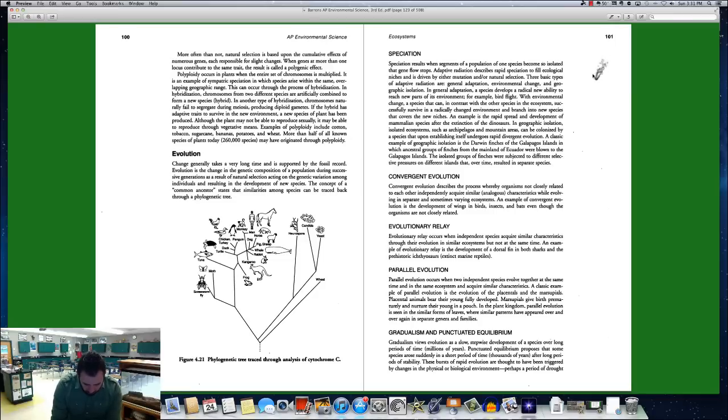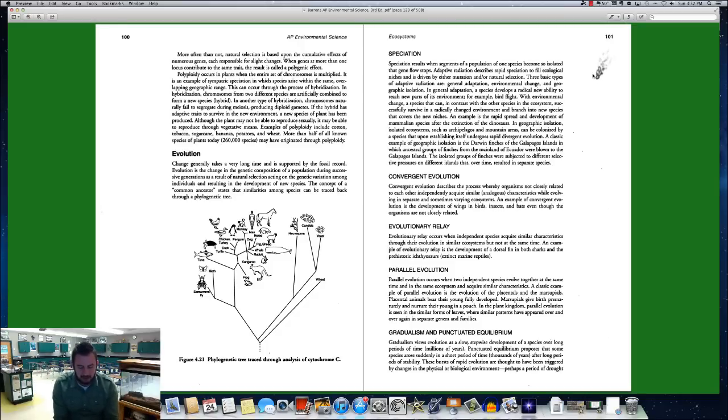And a little bit more on adaptive radiation, there's usually three types. There's general. In the general ones, species develop a radically new ability to reach new parts of their environment, for example, bird flight, allowing them to get from point A to point B. Then there's environmental change. Due to large changes in the environment, species branch into new species to occupy new niches. An example is the rapid spread and development of mammalian species after the extinction of the dinosaurs. So there's obviously no more dinosaurs, mammals took over and flourished.